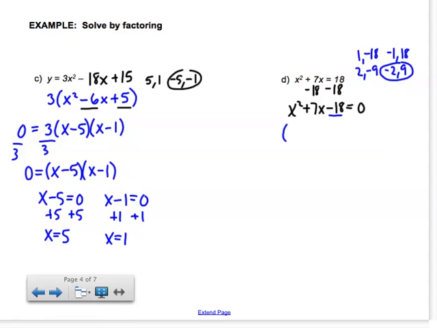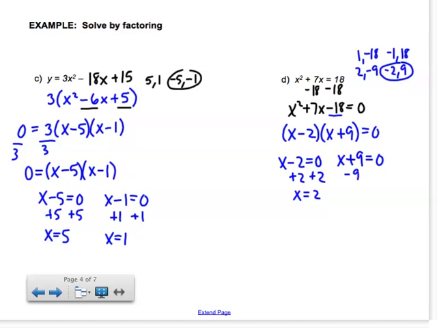So I do my rewrite, x minus 2, x plus 9 is already equal to 0 for us. x minus 2 equals 0, x plus 9 equals 0. x equals 2. x equals -9.